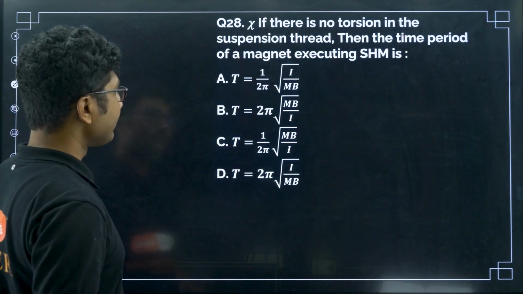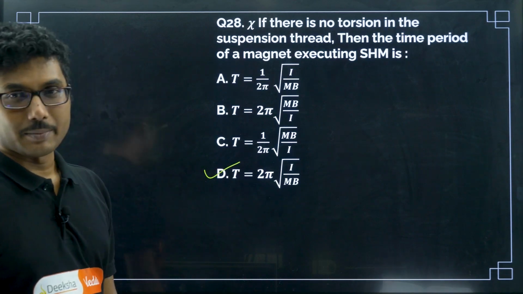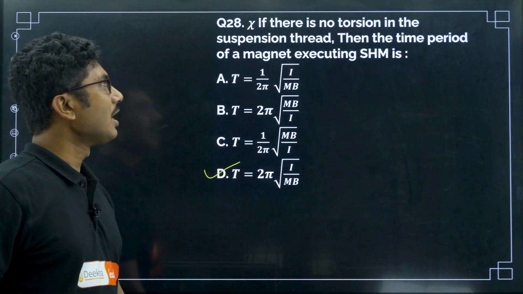28, I told you this formula, it is T equals 2 pi root of I by mB. This formula I have solved multiple times.